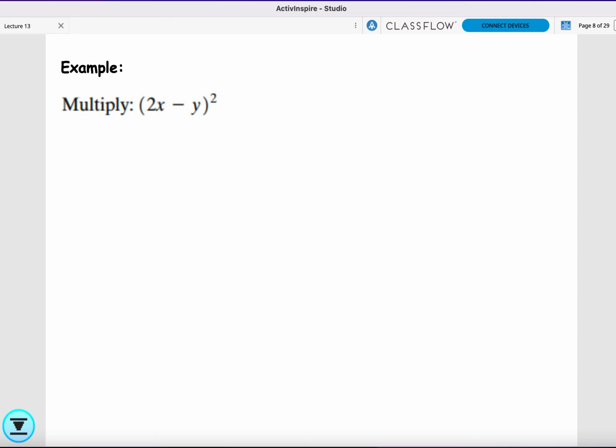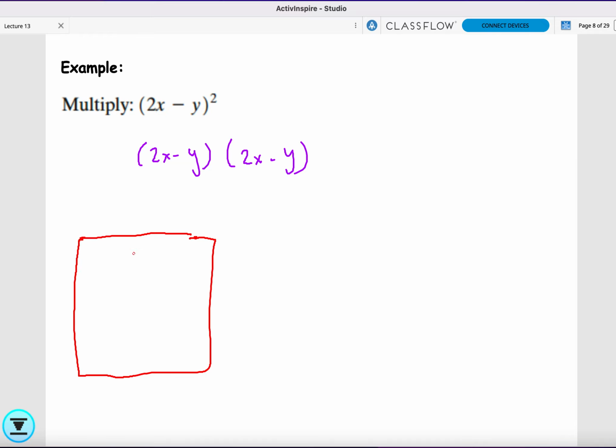Here's another example, 2x minus y squared. That's just 2x minus y times another 2x minus y. So I'm going to go ahead and set up a box method, just because I know it's going to organize our math work a little nicer. 2x minus y and then 2x minus y.